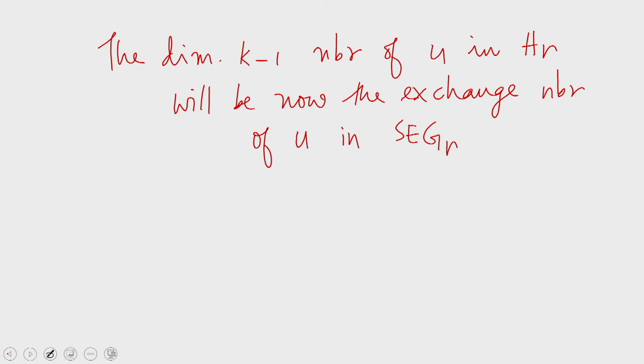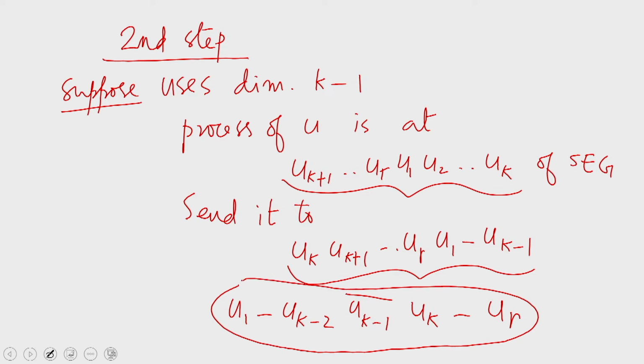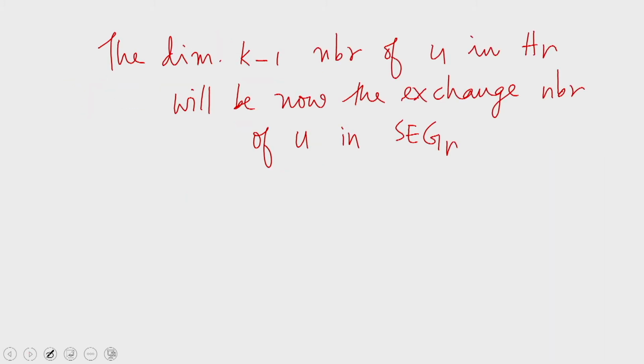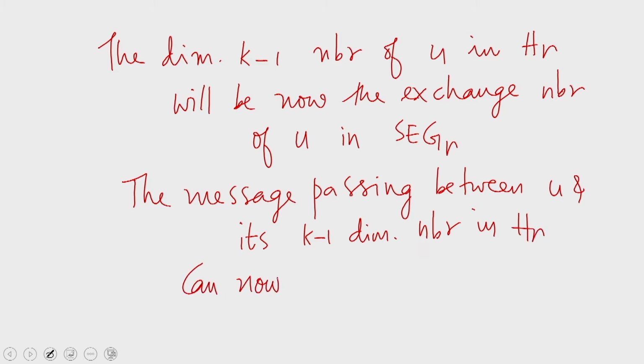That is, the process which corresponds to vertex u that was initially at this vertex has gone to this vertex now. Similarly, the process that corresponds to the k minus 1 dimensional neighbor of u, which is this, the process of this node in HR would have now reached the exchange neighbor of this vertex in the shuffle exchange graph. Therefore, the message passing between u and its k minus 1 dimensional neighbor in HR can now be achieved in order one time, in one step.